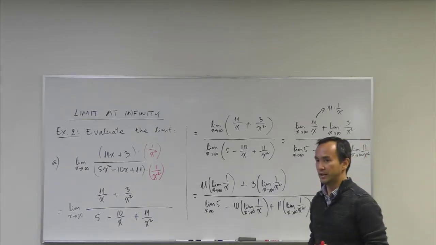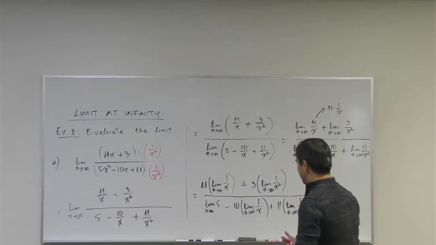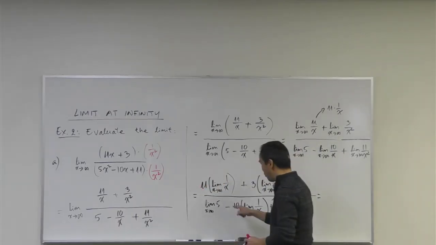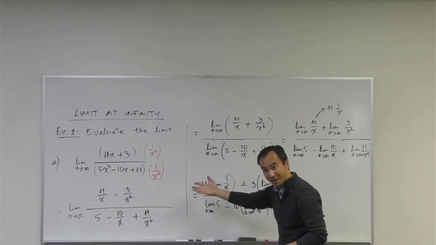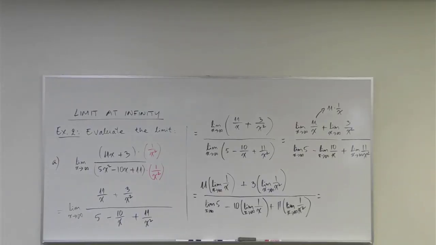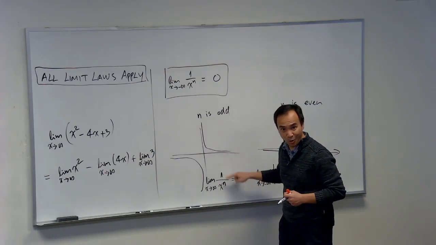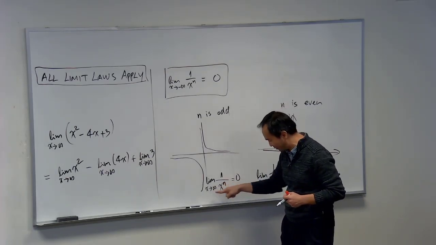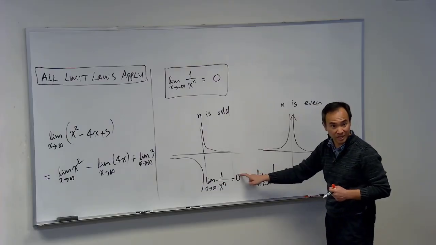Did you guys see the victory around the corner already? Because now I've turned the problem into a whole bunch of limits of 1 over x and 1 over x squared, or 1 over a power of x. So what have we learned earlier about these results? No matter what power, this 1 over x to a power, whether you go to positive infinity or negative infinity, it's all going to come out to 0.